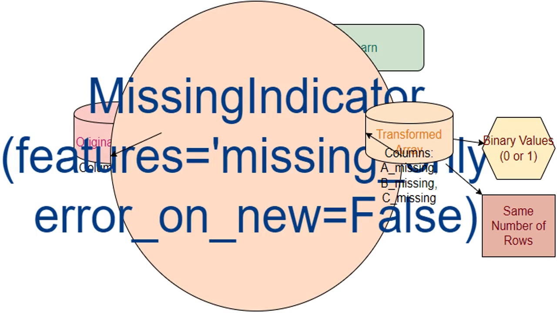I'm using scikit-learn's MissingIndicator tool. features equals missing_only tells it to only focus on columns with missing values. error_on_new equals False means I won't get errors if I encounter data points during prediction that were not in my original dataset. It's a really handy tool to deal with missing data points.